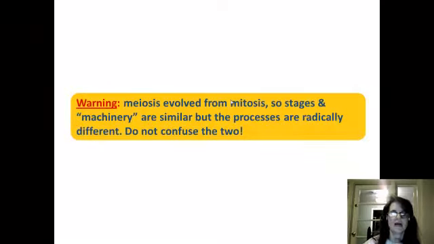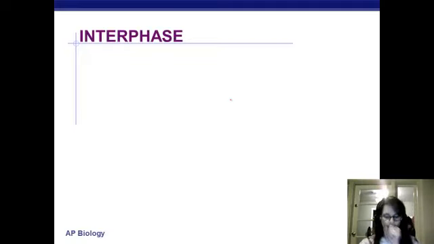Okay? Now, we're going to look at meiosis in some detail. Please be warned that meiosis evolved from mitosis, and because of that, it looks really similar. A lot of the same machinery parts are used, but remember how different the processes are.